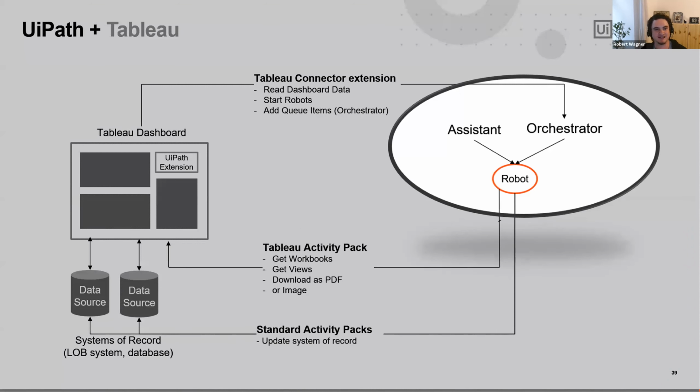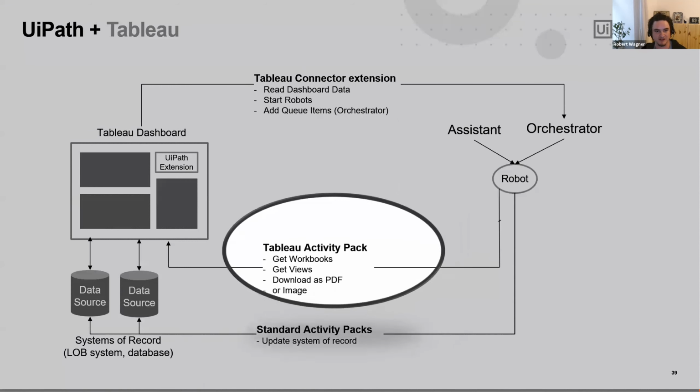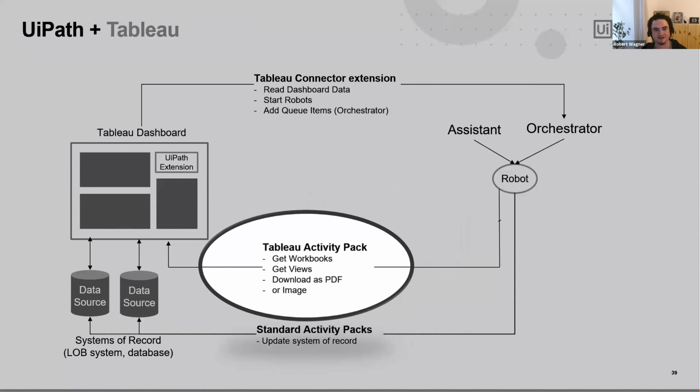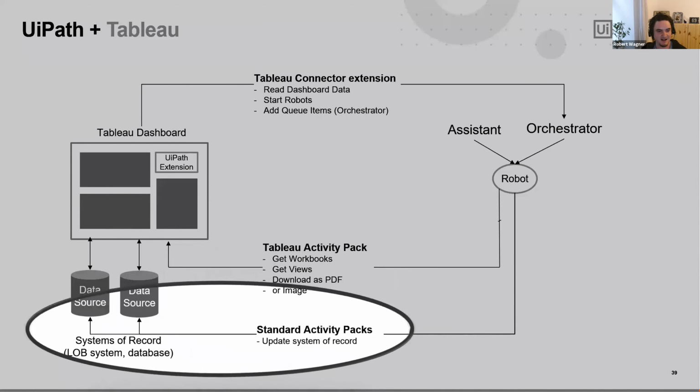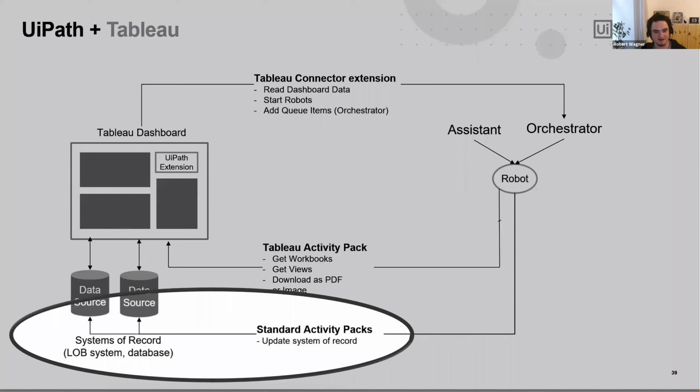And then the extension is connected to the Orchestrator, where you can run a robot. For instance, the robot can then connect to Tableau by the activity pack, for instance, to download the workbook or get a view directly from the Tableau API. There is where you would use the activity pack. And of course, we also have some standard activity connectors where you can update Excel sheets, MySQL databases, Oracle databases, and so on and so forth, in order to loop some information back to the Tableau dashboard. So you don't need to do that manually. That's pretty cool.